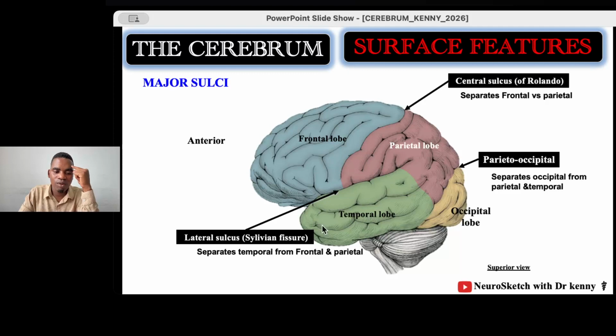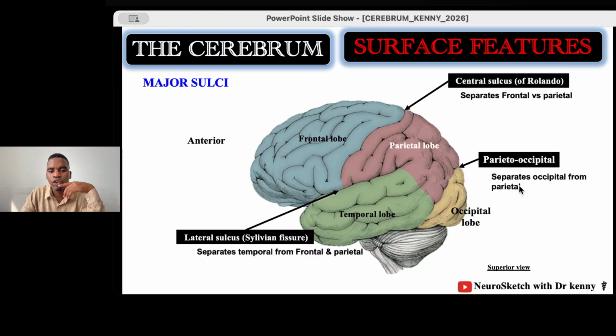The fissure number two is called the lateral sulcus. This is the central sulcus because of the center. This is the lateral sulcus because of the lateral surface. It's also known as the sulcus of Cerebrum or the Cerebral fissure. All these are for the same fissure. This one separates the temporal lobe from the frontal and parietal lobes, and it's called the lateral sulcus or the Cerebral fissure or the lateral sulcus of Cerebrum.